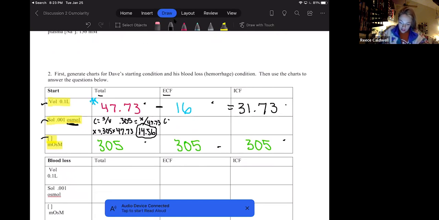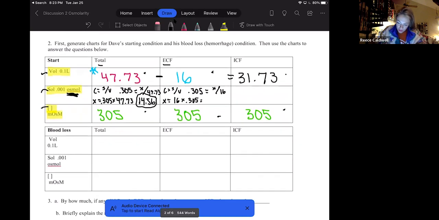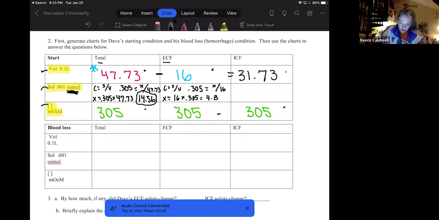We'll now solve for the extracellular fluid solute amount. So again, we have that C equals S over V. We're given concentration, which is 0.305 because we're working with osmoles now. We're going to solve for our solute amount, and we will divide by our volume, which is 16. So X equals 16 times 0.305, which will give us 4.88 osmoles. So that's the amount of solute in his extracellular fluid.